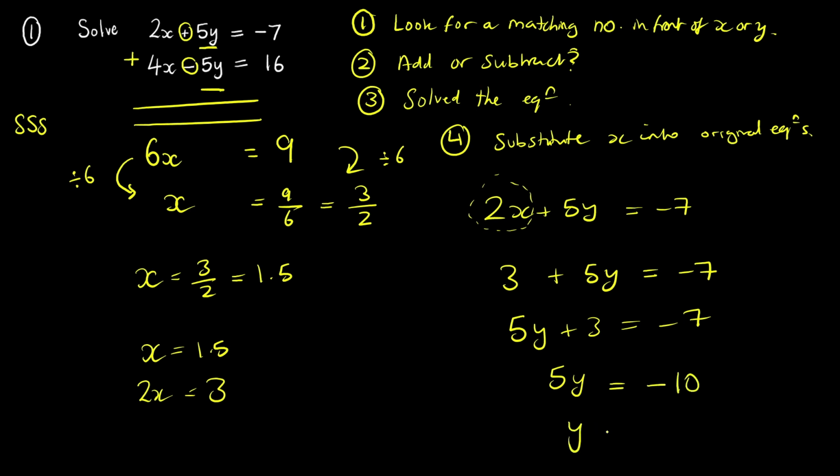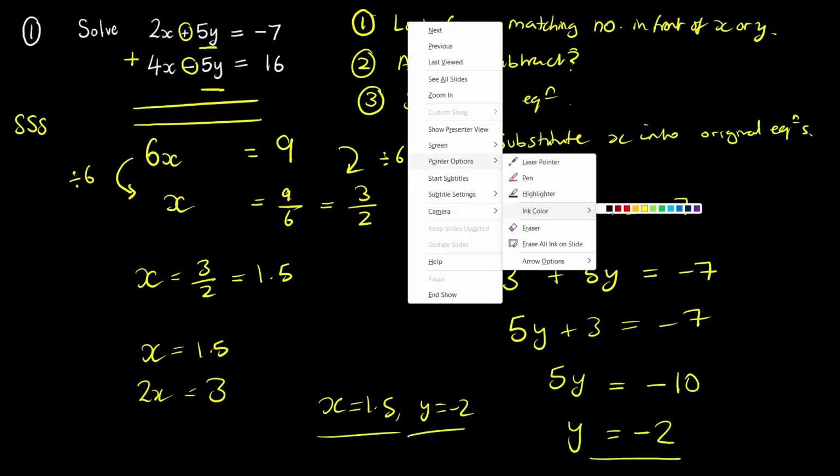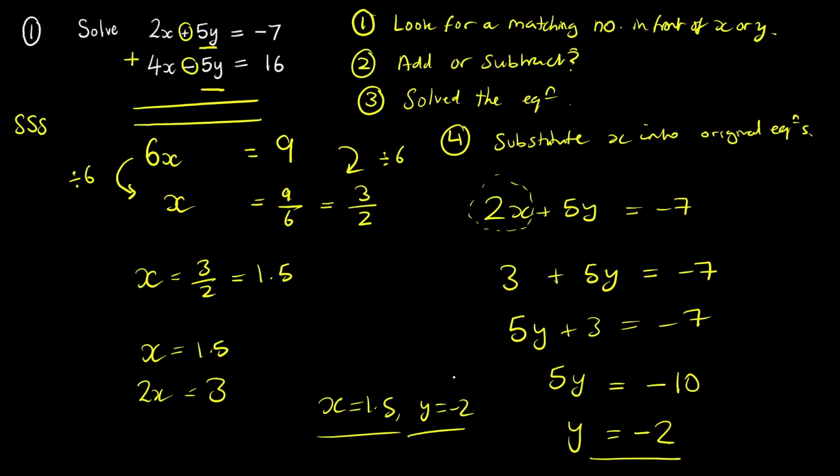And then to get y on its own, opposite of times by 5, divide by 5. 10 divided by 5 is 2. So minus 10 divided by 5 is going to be minus 2. So they're both our values. So we've got x is 1.5. We've got y is minus 2. Okay, that means if you were to plot those graphs together, it would intersect at the coordinate 1.5, minus 2. That would be the point of intersection.